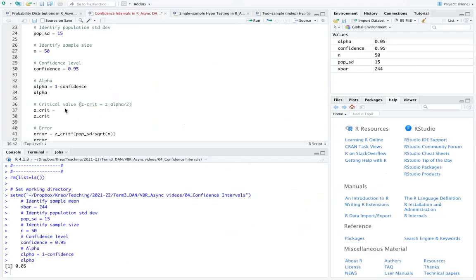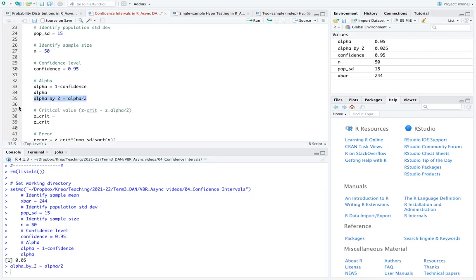Going back to my R screen. The critical value here. But before that, let me just get alpha by 2, which is nothing but alpha divided by 2. Now to get the critical value, this z alpha by 2 is generally referred to as the critical value. It will make more sense when we do hypothesis testing later. So this is nothing but qnorm, where the area is 1 minus alpha. Sorry, give me a second.